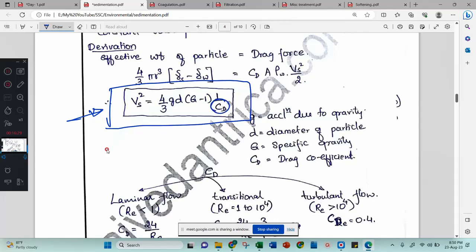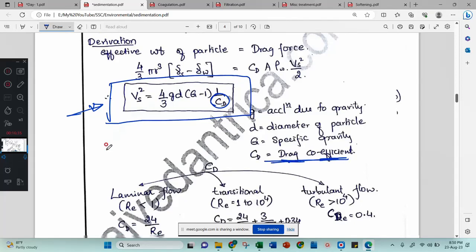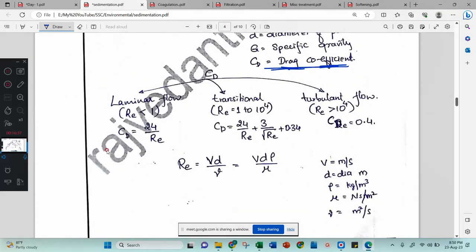What is this CD? CD is called the drag coefficient. This is very, very important. This drag coefficient depends on the type of flow. CD depends on laminar flow, transitional flow and turbulent flow. We already have a definition. Laminar flow is Re less than 1 for a sedimentation tank. Transitional flow is Re 1 to 10 to the power of 4. Turbulent flow is Re greater than 10 to the power of 4.